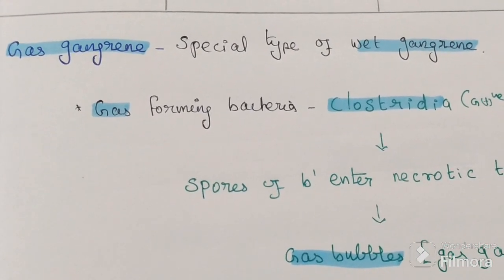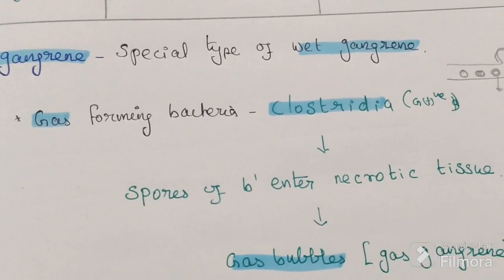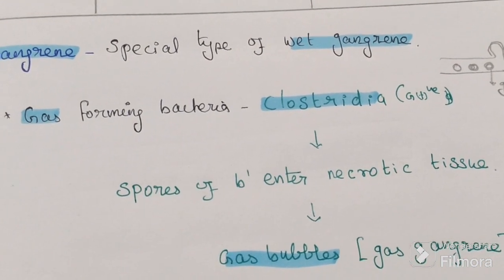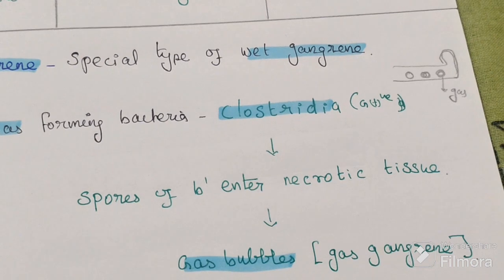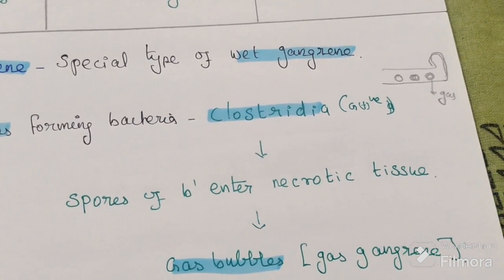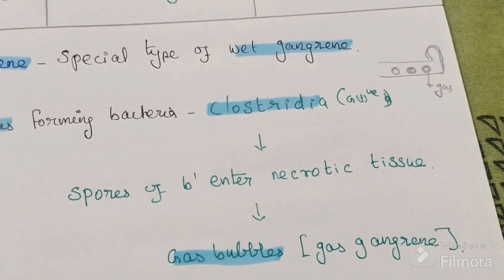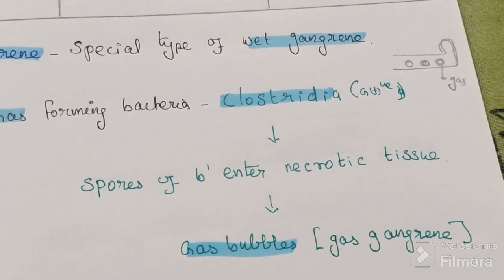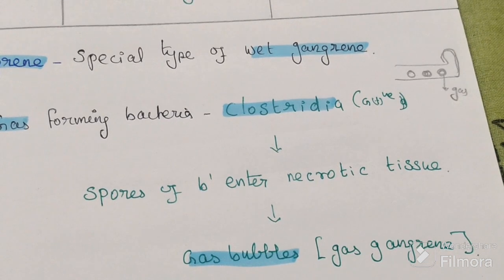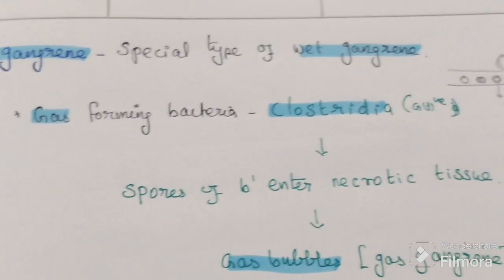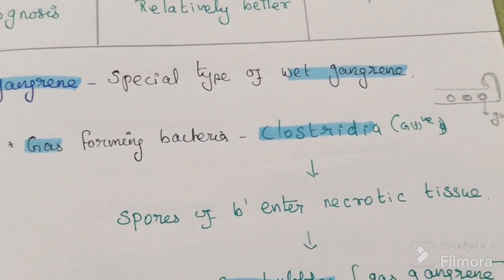Next, gas gangrene. It is a special type of wet gangrene. Why special? Because of increased bacteria, gas-forming bacteria, for example Clostridia, which are gram-positive bacteria. These are gas-forming bacteria, and that is why it is called gas gangrene. It produces gas.